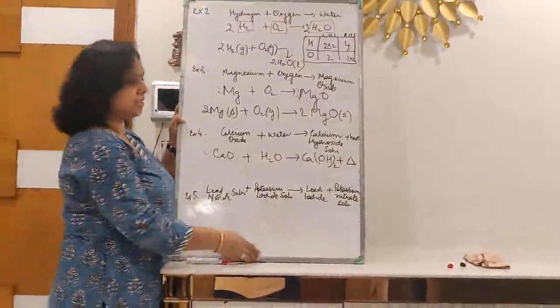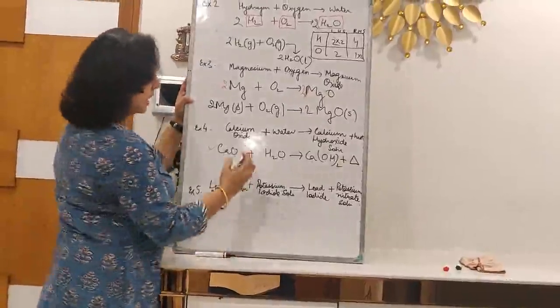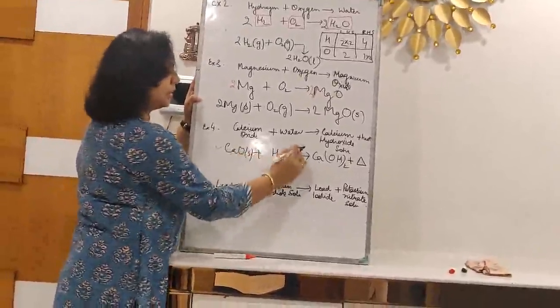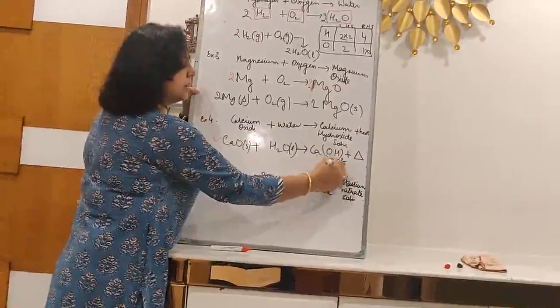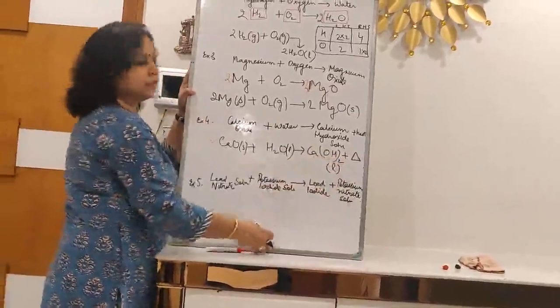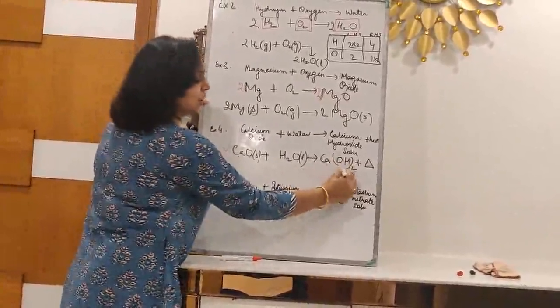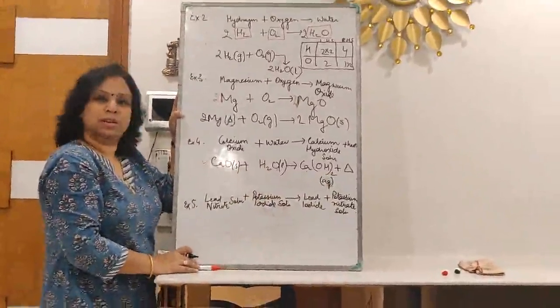What I need to do, I just need to put the symbols. Calcium oxide is solid, water is liquid, and calcium hydroxide is again a liquid. Is it a liquid or is it an aqueous solution? Because I am dissolving it in water.